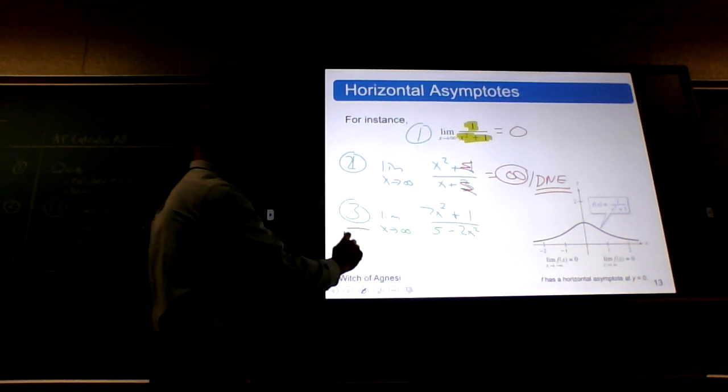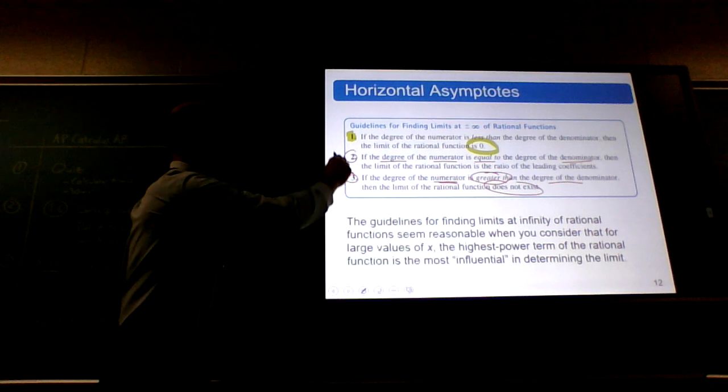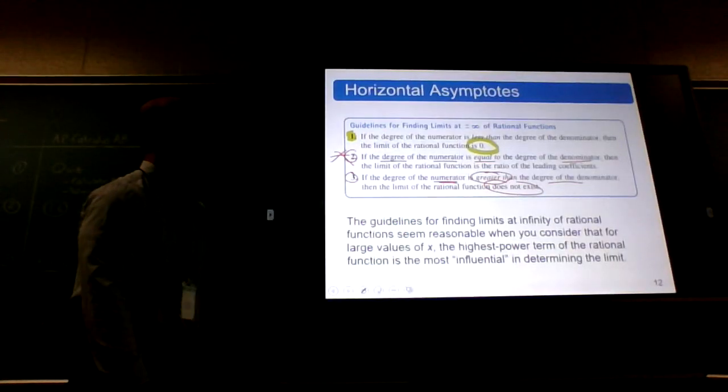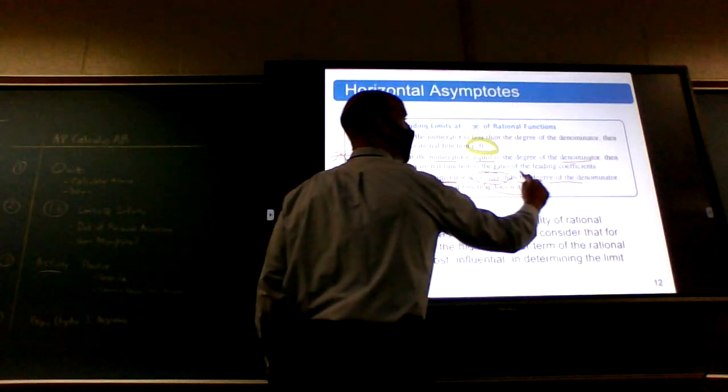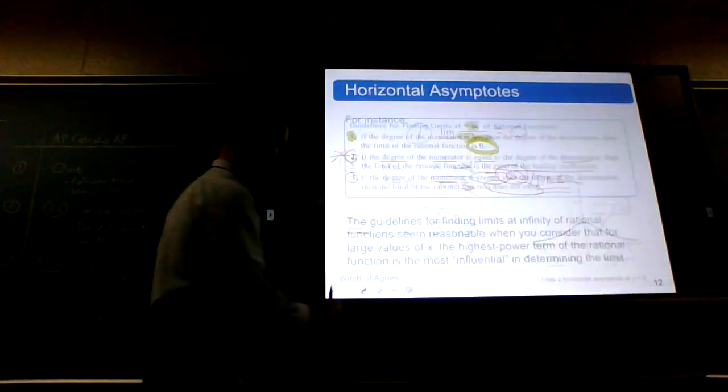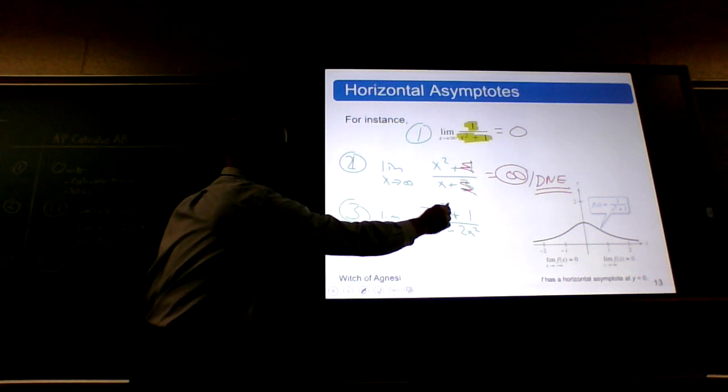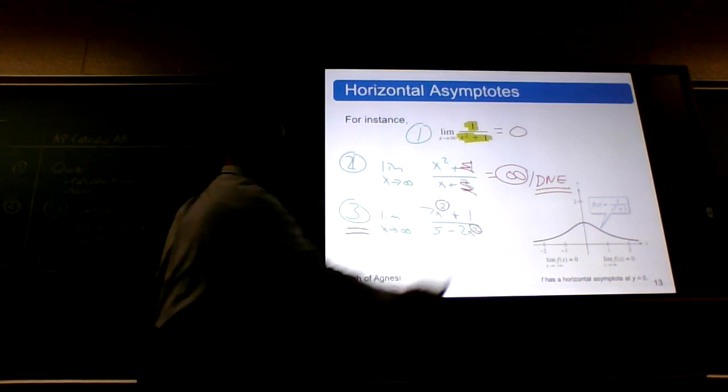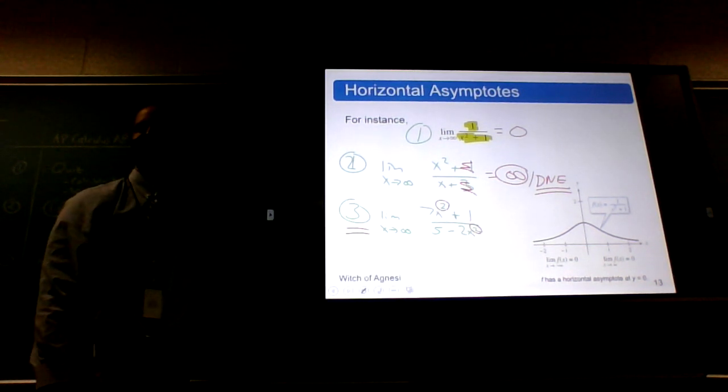What about this last one? Well, it's going to be this middle one right here. If the degree of the numerator is equal to the degree of the denominator, then what you do is take the ratio of their leading coefficients. Would you agree that the degree of the numerator is equal to the degree of the denominator? So what's the answer for this limit?